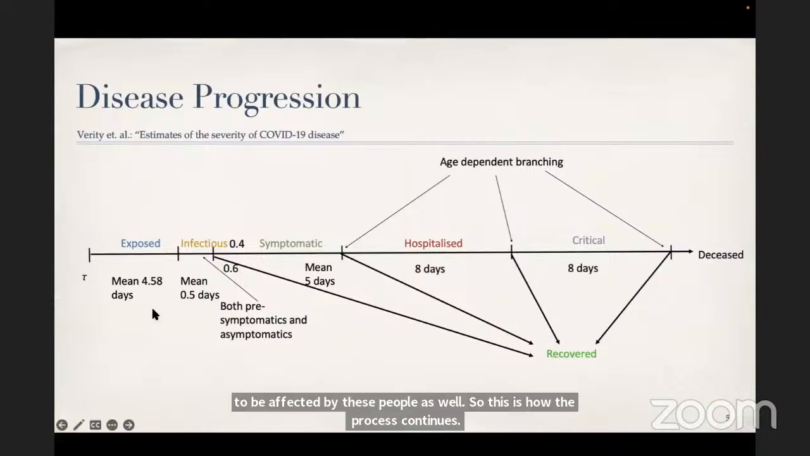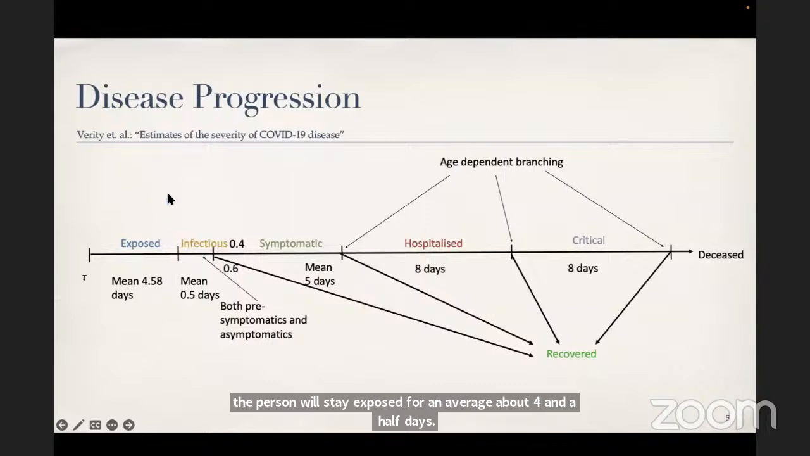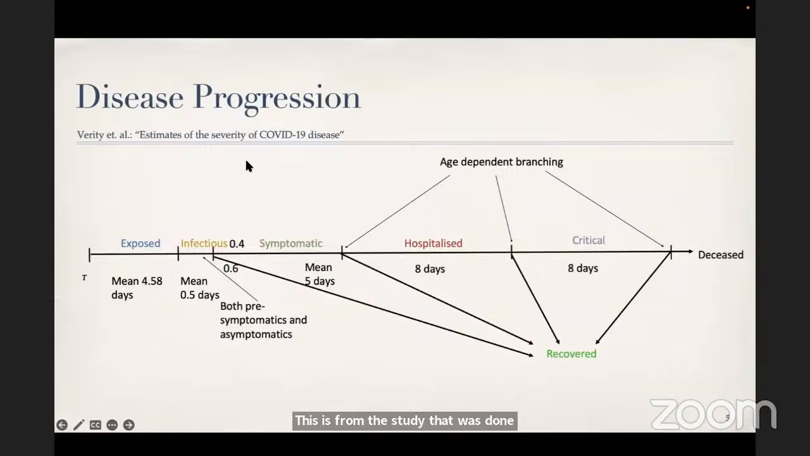So suppose a coin was flipped and a person got infected. Then the person will stay exposed for an average of about 4.5 days. This is from the study that was done in December in China, where the COVID had started. So they had computed these numbers, and they had a probability distribution as well. So we don't just say that the person will be infected for 4.5 days. We sample from a probability distribution, and that's where Monte Carlo simulation comes in. And that tells us that this particular person will be exposed for so many days. And then with some probability, this person will become infectious.